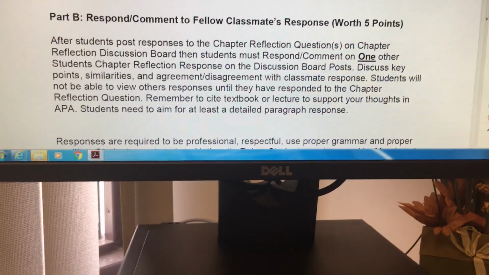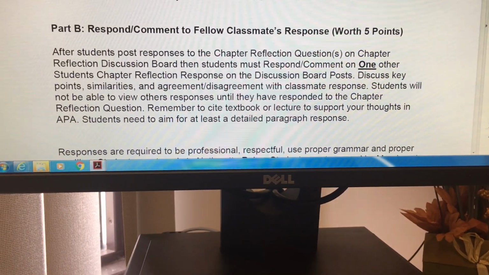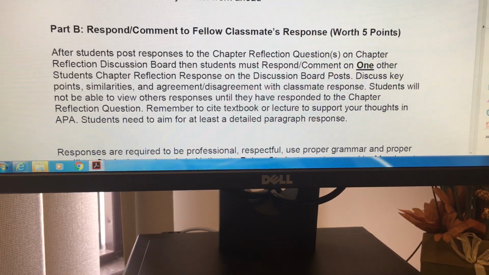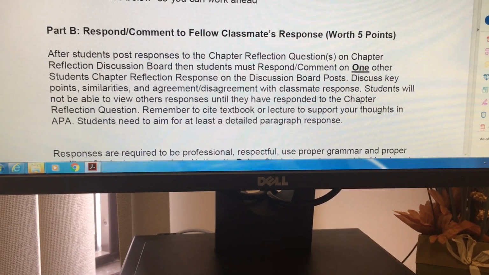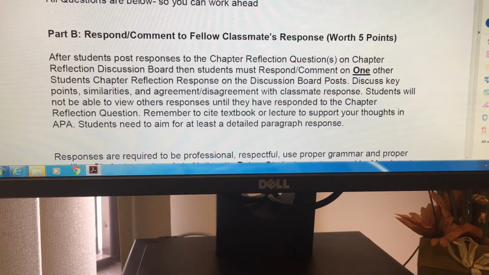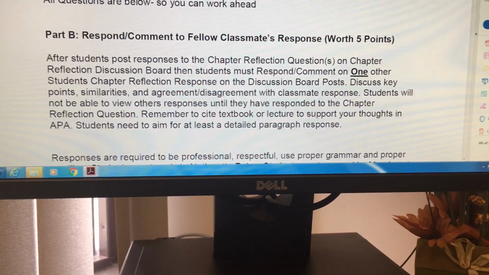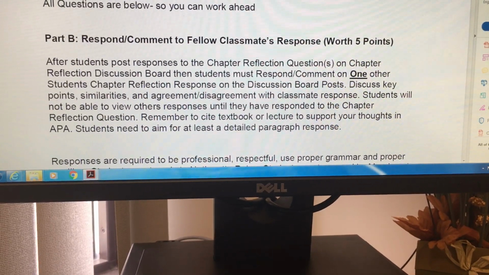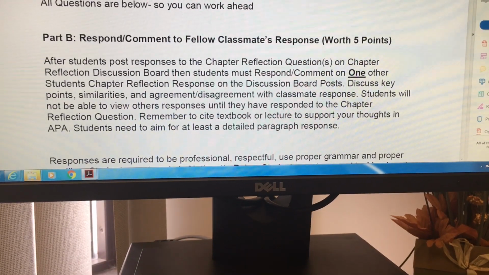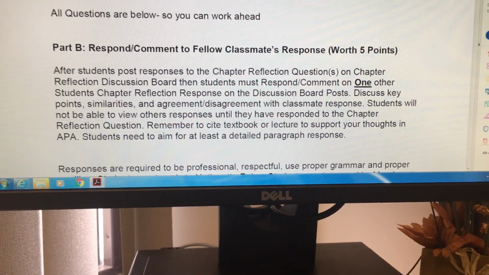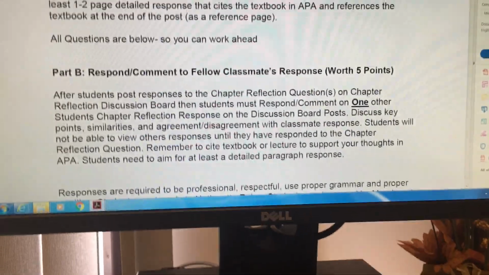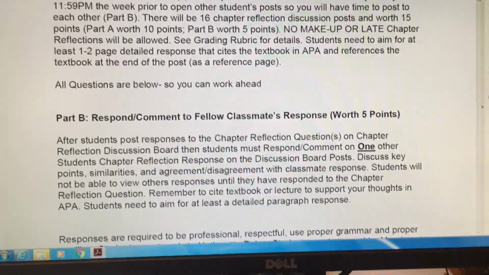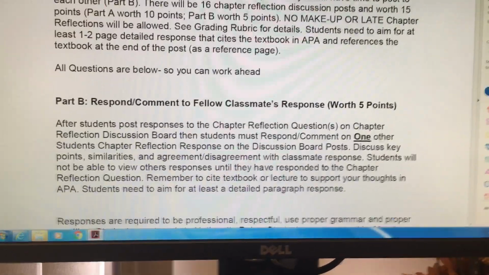You do need to cite your textbook or lecture, whichever one you're using, in the Part B post too. And it has to be in APA. So this is very important to get all your points. Chapter reflections are 15 points, Part A is 10, and Part B is 5. And this is how to be successful in a chapter reflection. I have the sample and the modules to help you look forward to all the things that we're trying to do to get all those points, because points are most important. And I hope that this video helps you with your chapter reflections and in the future.